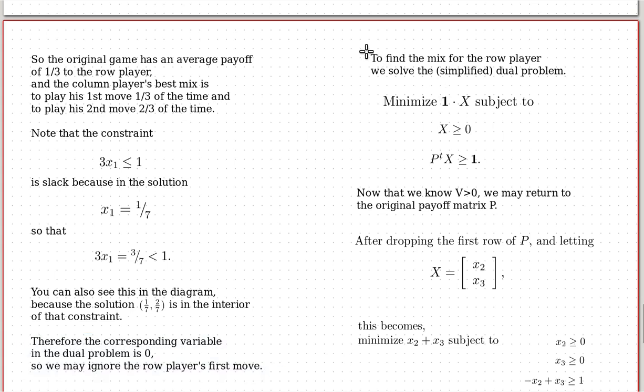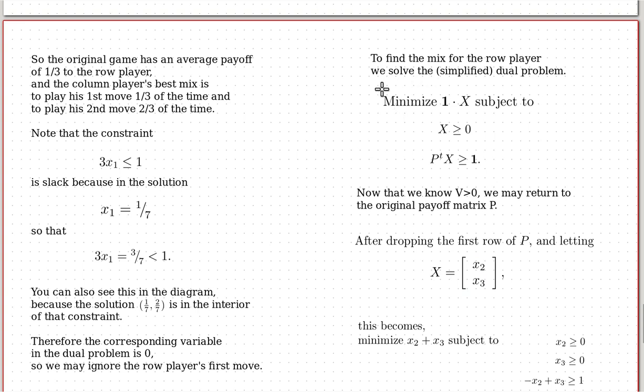That means when we're solving now the problem for finding the mix for the row player, at first we thought that was going to be a three-variable problem, but now because of complementary slackness, we were able to eliminate the first variable. So now we can just look at the remaining two variables. We can just look at x2 and x3, right? In other words, the variable for the second move and for the third move.